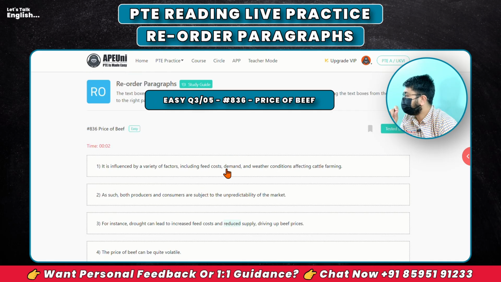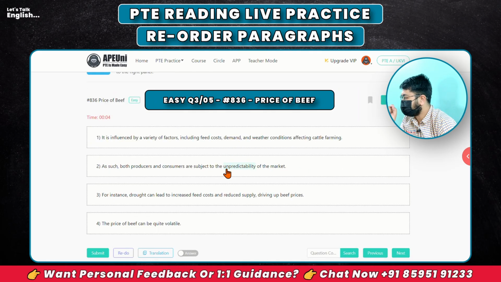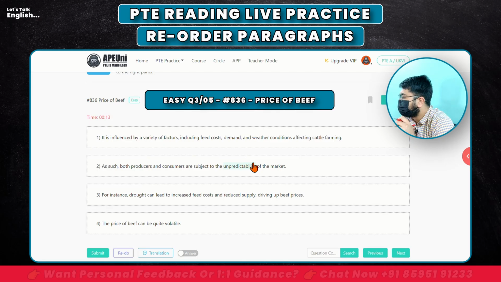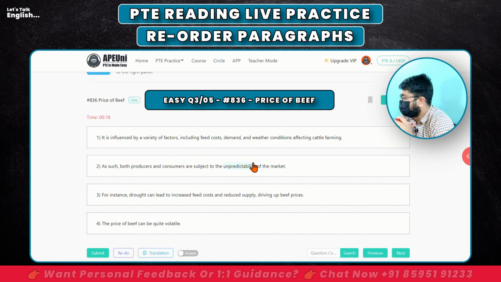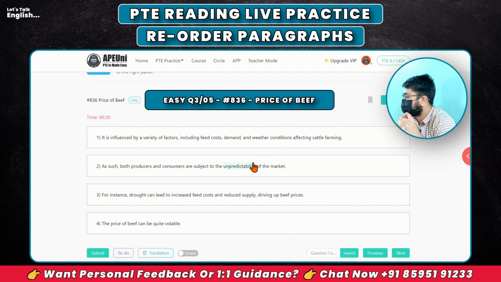So our question number 3 is price of beef. Again, easy difficulty. I'll read out the complete text. It is influenced by a variety of factors including feed costs, demand and weather conditions affecting, sorry, cattle farming. As such, both producers and consumers are subject to unpredictability of the market. For instance, drought can lead to increased feed costs and reduced supply, driving up beef prices. The price of beef can be quite volatile.